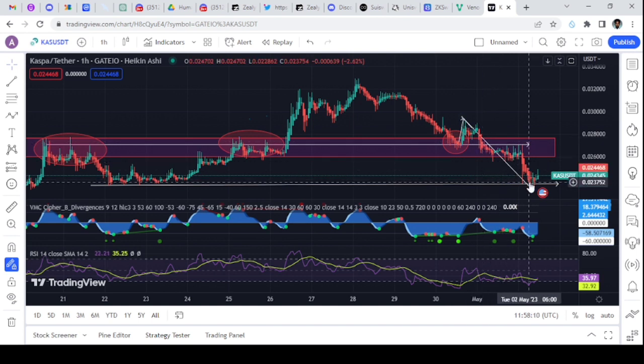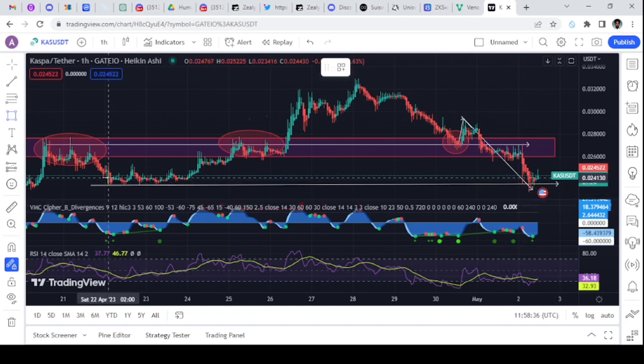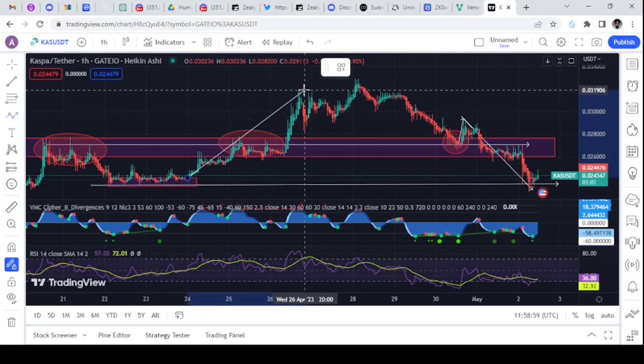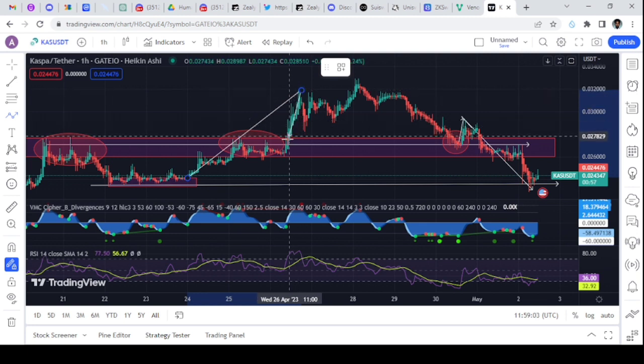The problem right now is not in the fact that it established a downtrend. The problem is in the fact that the downtrend broke below the last support. This particular support is the support that led to the uptrend. You can see it right here. This is the support that led to the uptrend.